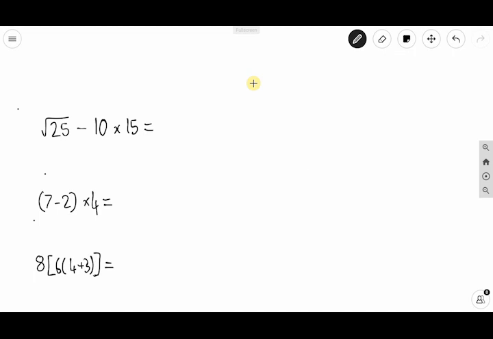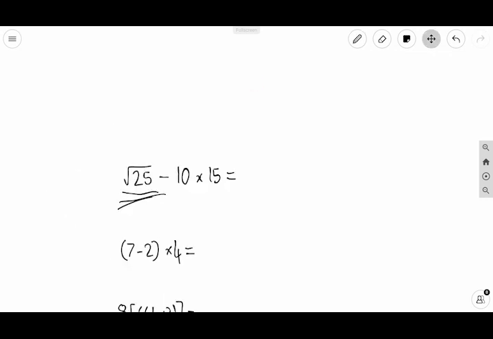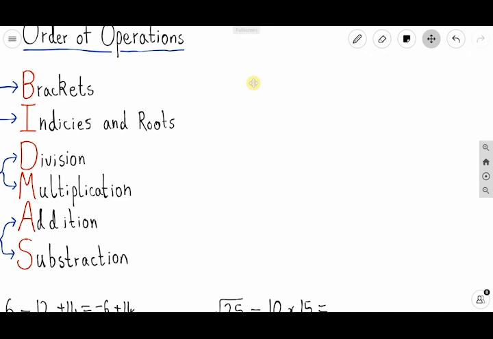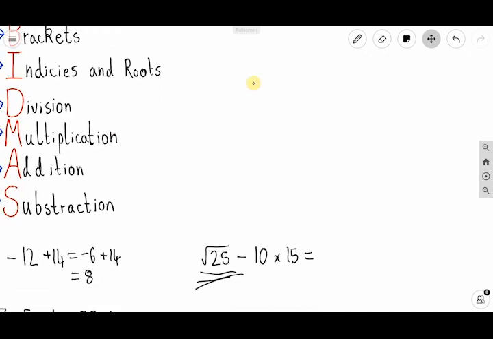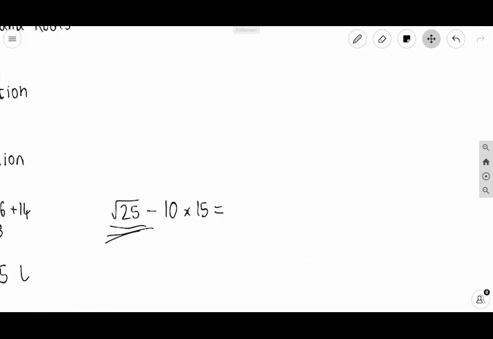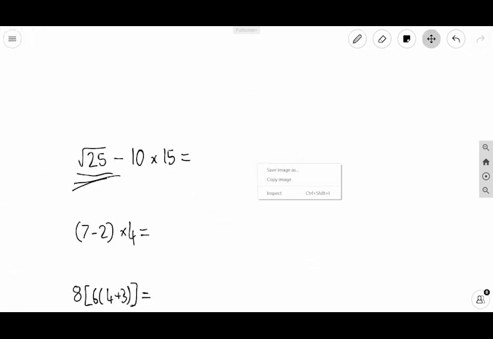Now this is a root. A root also falls as a part of indices. As you can see here, indices and roots. So roots are higher than subtraction and multiplication, we can see there. So we'll do that first. So the root of 25 is 5, and then we do 5 minus 10 multiplied by 15.